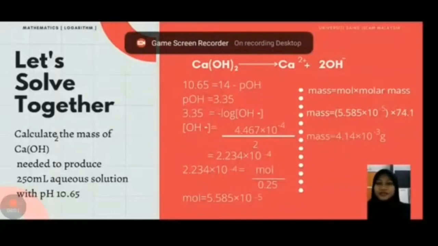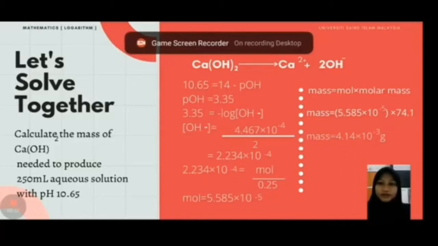Alright, thank you. Bismillahirrahmanirrahim. The question given is: calculate the mass of calcium hydroxide needed to produce 250 ml aqueous solution with pH 10.65. First and foremost, we need to write the chemical reaction of calcium hydroxide. Then we can use the formula pH equals 14 minus pOH. Since we already have the pH, which is 10.65, we can substitute it into the equation and get the value of pOH, which is 3.35.